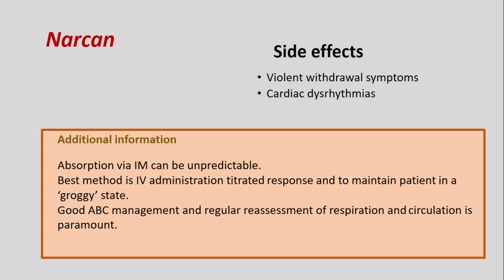In patients who are physically dependent on opioids, naloxone may precipitate violent withdrawal symptoms, including cardiac arrhythmias. It is better in these cases to titrate the dose of naloxone to effectively reverse the cardiac and respiratory depression, but still leave the patient in a groggy state, with regular reassessment of ventilation and circulation. Vomiting is another common side effect following naloxone administration, emphasizing the need to ensure access to appropriate suction for these patients where necessary.